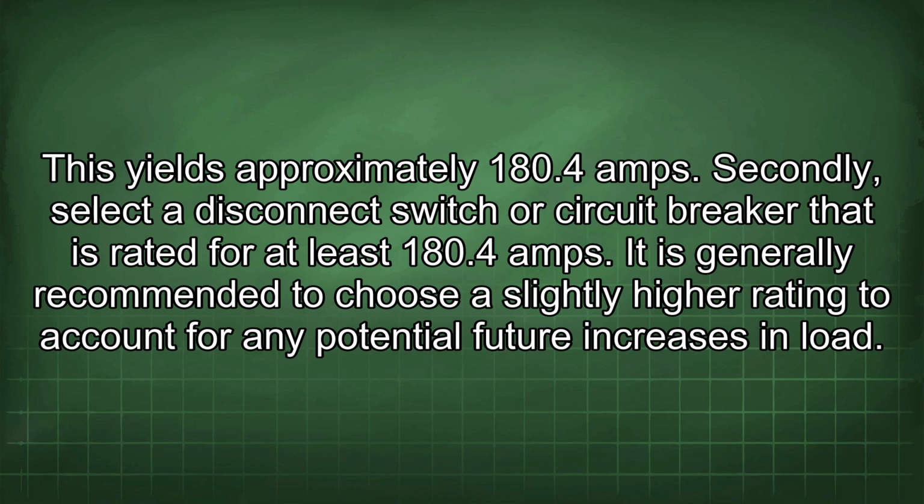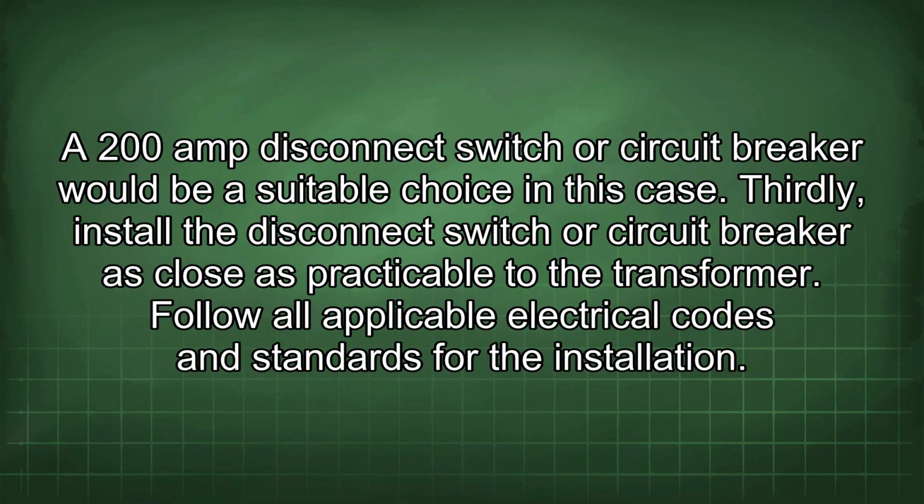Secondly, select a disconnect switch or circuit breaker that is rated for at least 180.4 amps. It is generally recommended to choose a slightly higher rating to account for any potential future increases in load. A 200 amp disconnect switch or circuit breaker would be a suitable choice in this case.